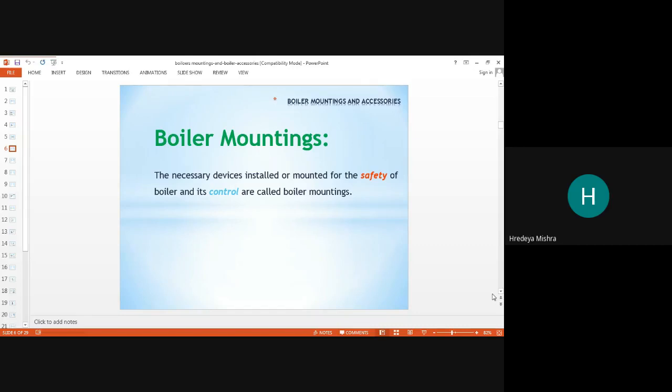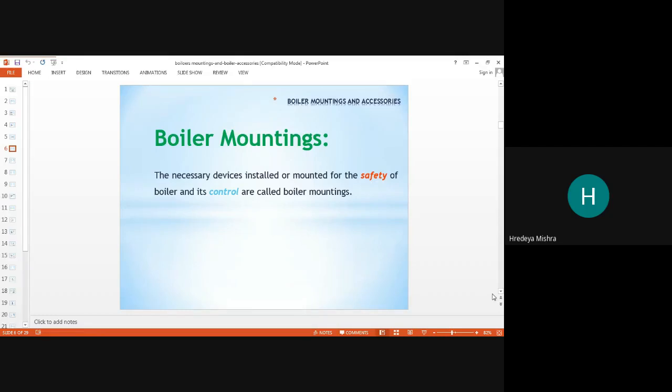Okay, necessary, that is the important word. The necessary device or component installed or mounted for the safety of the boiler and its control are called boiler mountings. It means without boiler mountings, we can't operate the boiler. The equipment required for operating the boiler is called boiler mountings. Okay.